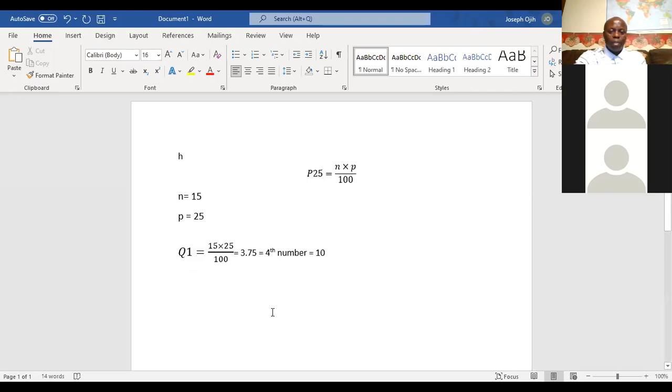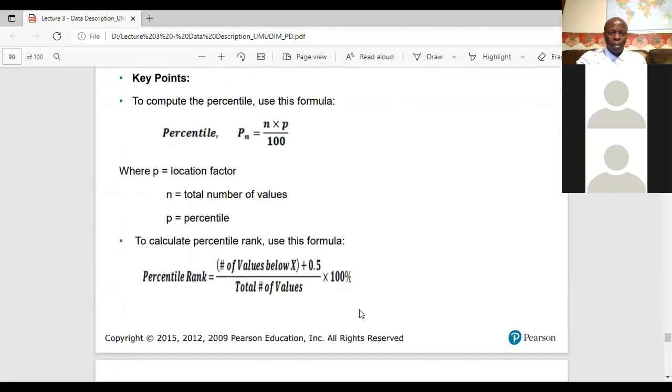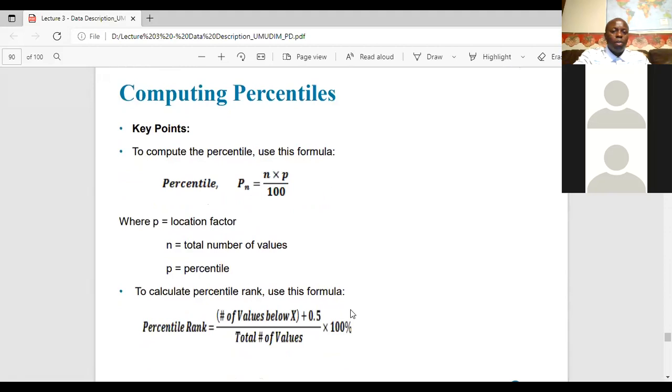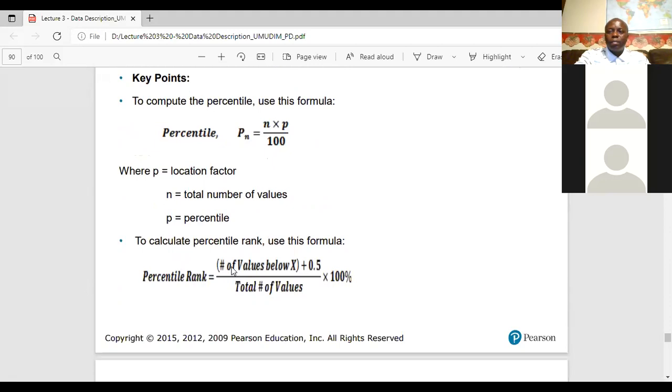So now let's look at the percentile for data sets. Percentile, like I explained before, divides the data set into 100 equal parts. There are two types of questions we ask about percentiles. The first is we ask you to find the percentile. The other one asks you to find the percentile rank. If you are looking for percentile only, you can use this one, and if you're looking for the percentile rank, you use this one.